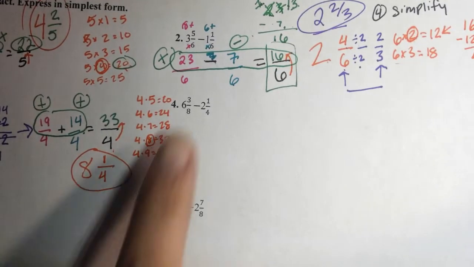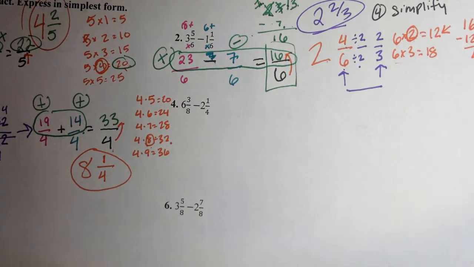Now I'll go back and I'll set up using improper fractions, and I'll help you get to a common denominator, but after that you guys need to add the fractions and then put them back as mixed numbers.